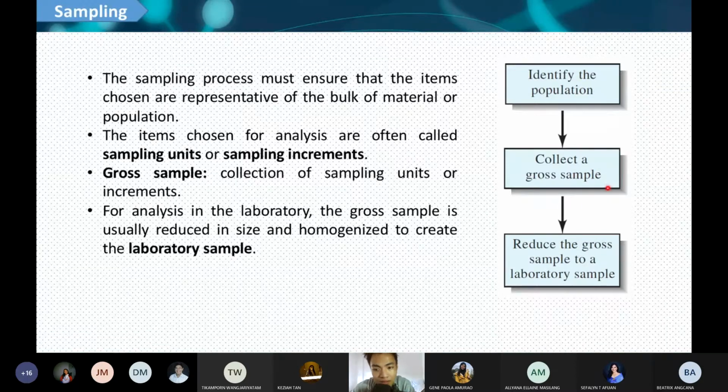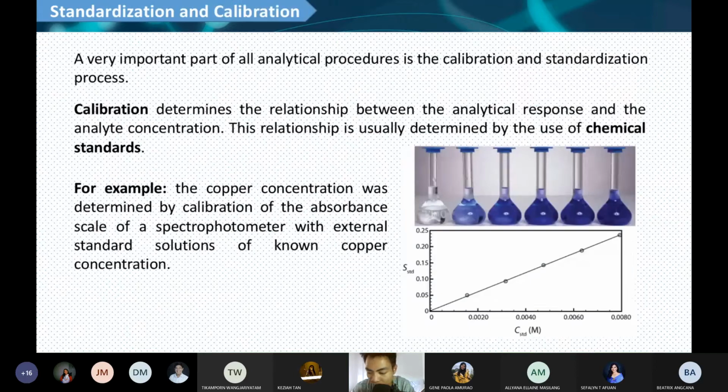Okay, let's say a few ml or liters, then later on you will further reduce the amount into a workable volume in the laboratory. Okay, then after gathering your sample, we should know the standardization and calibration technique in order to measure the analyte levels in your sample. Again, when I say analyte, it refers to the substance that is being analyzed.